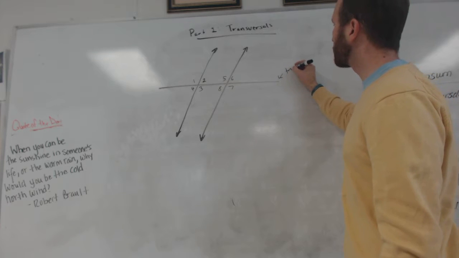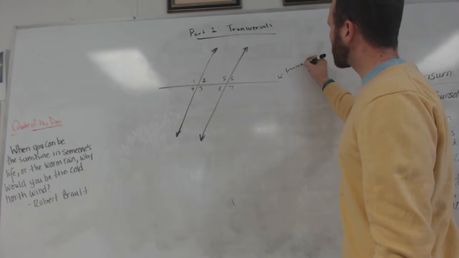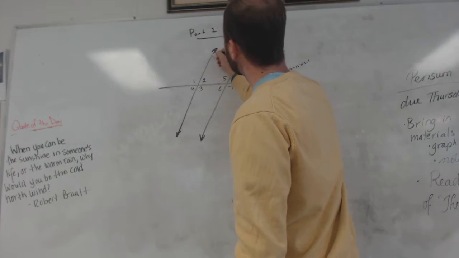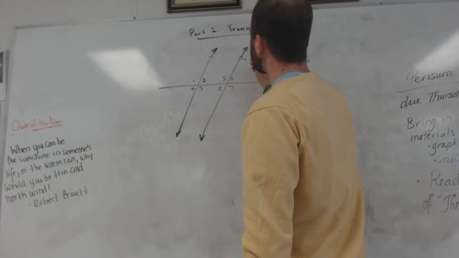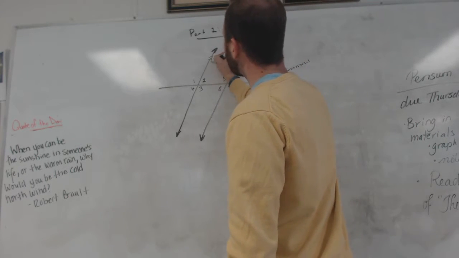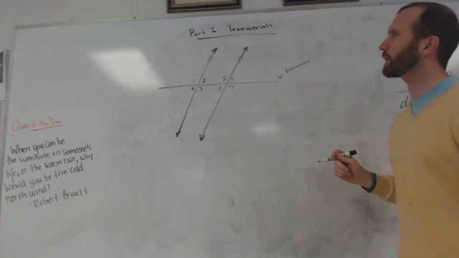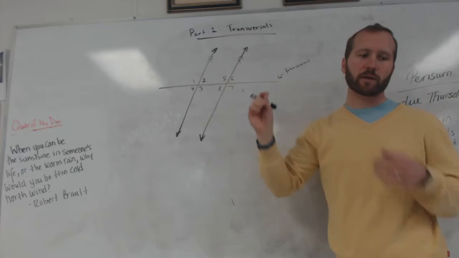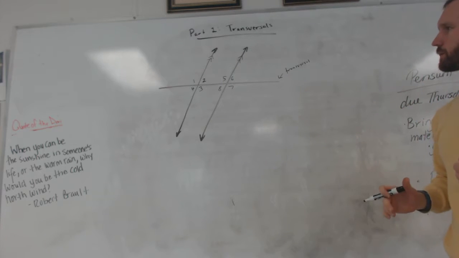Transversal. And we can show that these are parallel with this little symbol, or no, I think it's actually more common to see it twice for some reason. But either one or two arrows on both lines, showing that those are parallel to each other.